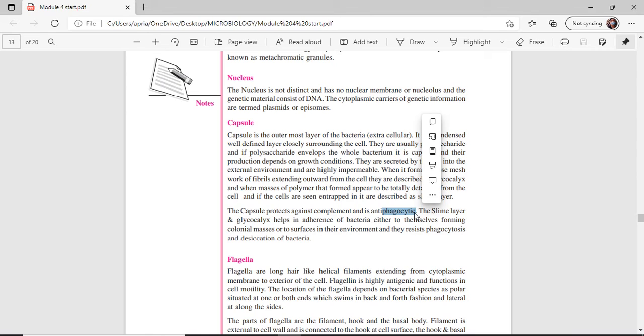Okay, anti-phagocytic. Kaya, di ba, sa ating biology, the phagocytes. Okay, your phagocytes, example yun is your white blood cells, they induce lysis sa cell kung ikauno nila. Okay, hindi ka nila ginano sa lysosome. The slime layer of the glycocalyx helps the adherence of the bacteria either to themselves by forming colonial masses or to surfaces in their environment, and they resist phagocytosis and the desiccation of your bacteria.